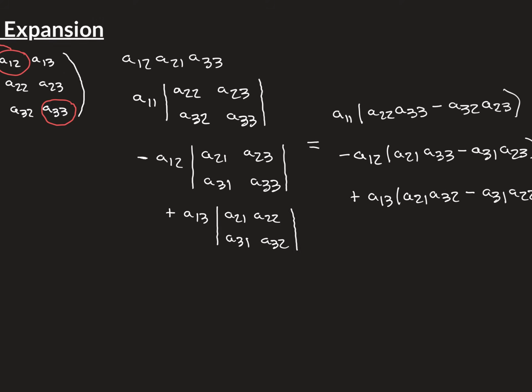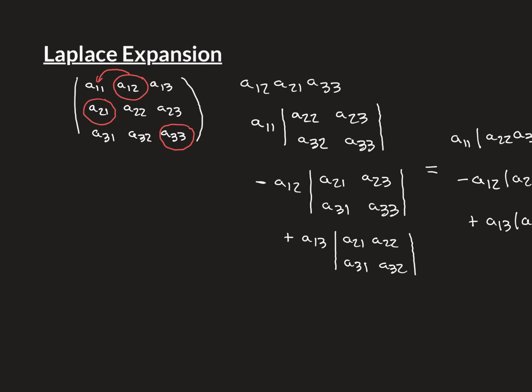So let's think about why that works. So what you've done is, starting with this entry, you've said, let's get all the products which involve this entry. Now, you can't have anything in this row or this column, so exclude them. And then why does multiplying by the determinant of this smaller 2 by 2 matrix now work?